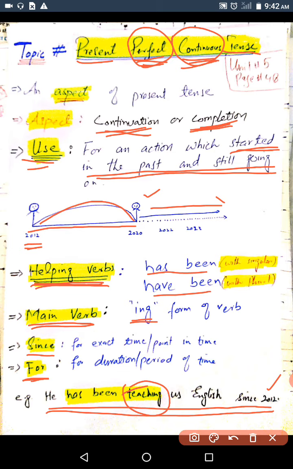Okay, there is an assignment for you. Write at least 20 sentences of present perfect continuous tense and send them to me.